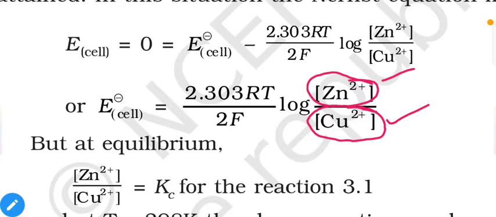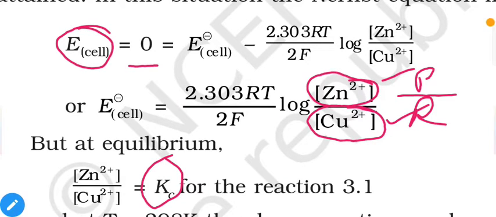That means equilibrium is attained. So the concentration of product upon concentration of reactant at equilibrium is constant, Kc. So the concentration of zinc upon concentration of copper is equal to the equilibrium constant Kc, because right now we are talking about the equilibrium state. Equilibrium is established, and if equilibrium is attained, then the cell potential will always be 0. So now we can replace the concentration of zinc upon copper with the equilibrium constant Kc.